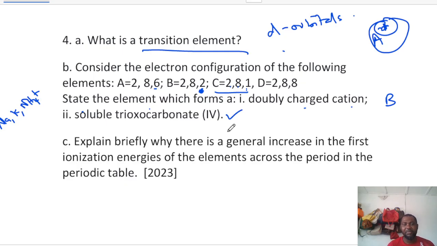Now the C part says explain briefly why there is a general increase in the first ionization energy of elements across the period in the periodic table. I already explained this in a previous video, but I will just mention that the reason for the increase in the first ionization energy across the period is because nuclear charge increases across the period. Nuclear charge is the attraction of electrons towards the nucleus, the inward pull on electrons, and the more that attraction, the more difficult it is to remove an electron. That's why ionization energy increases as you go across the period, because first ionization energy is the energy required to remove the first valence electron from an atom. I want you to always know that.